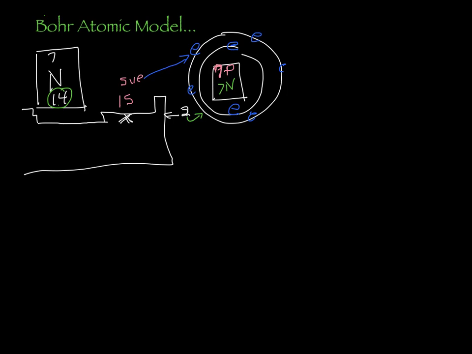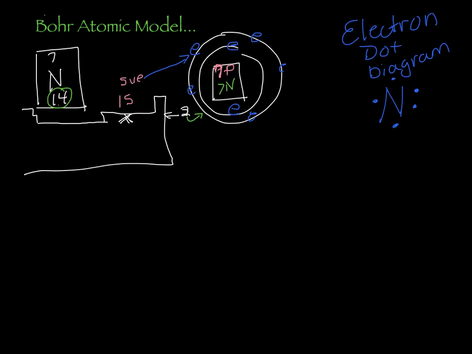Now to do the electron dot diagram, you will have an N, which is the symbol for nitrogen, and you'll have 5 dots representing the 5 valence electrons. And that's the electron dot diagram for nitrogen.